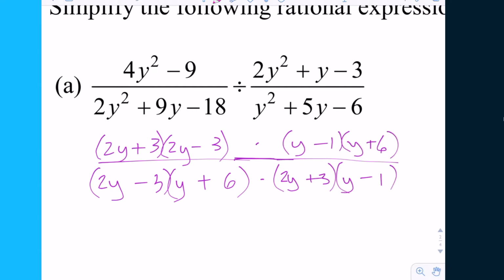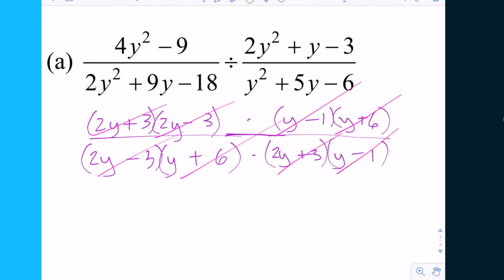By the way, if you weren't sure how to factor something, anticipating that something might divide out, you can use some of the other factors you've already generated in the top to help you factor the bottom and vice versa. Anything else? 2y plus 3? Those are gone. y plus 6. And? Holy moly. And what are we left with? 0? Oh, we're left with 1, because anything divided by itself is 1.